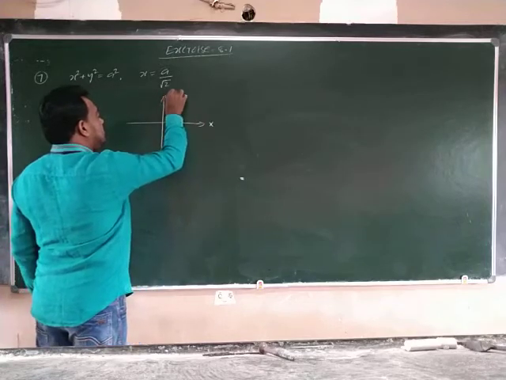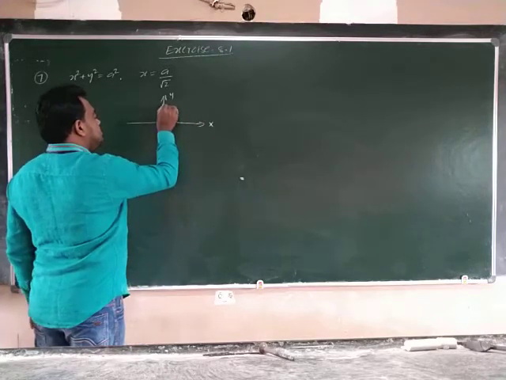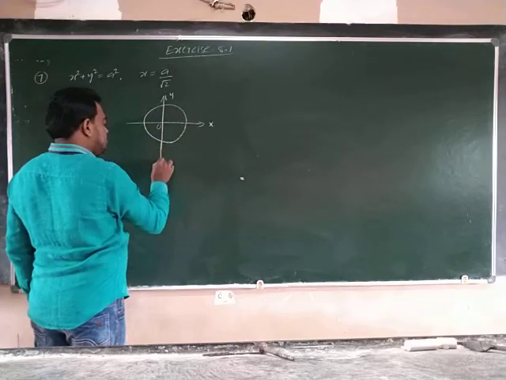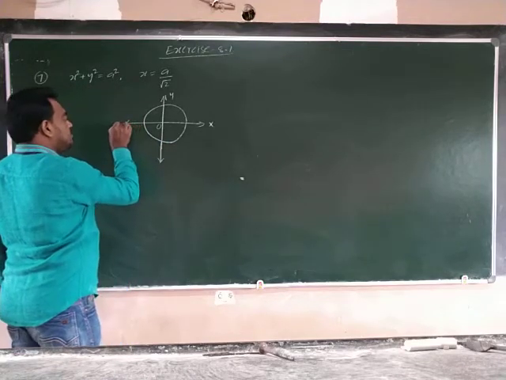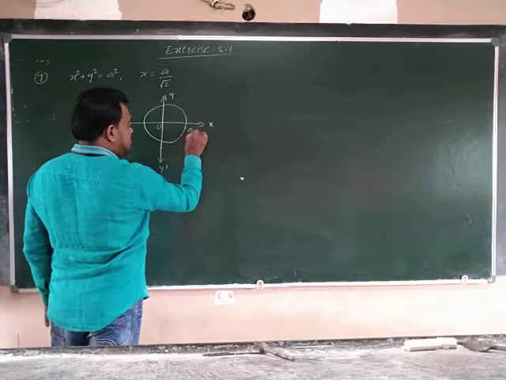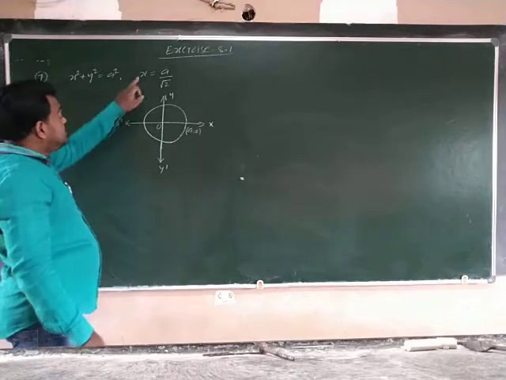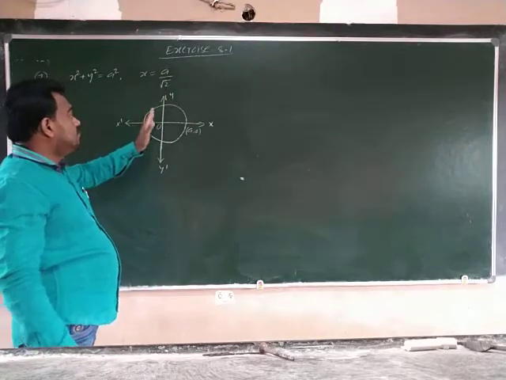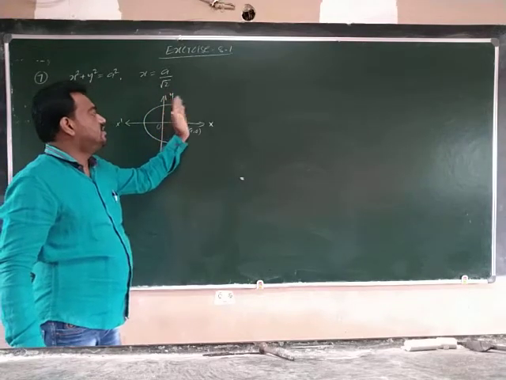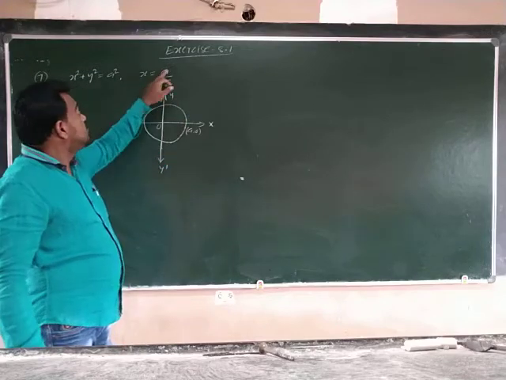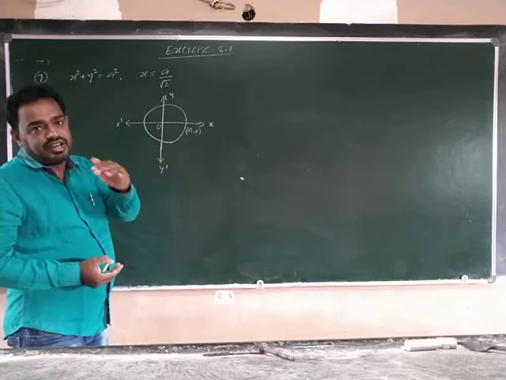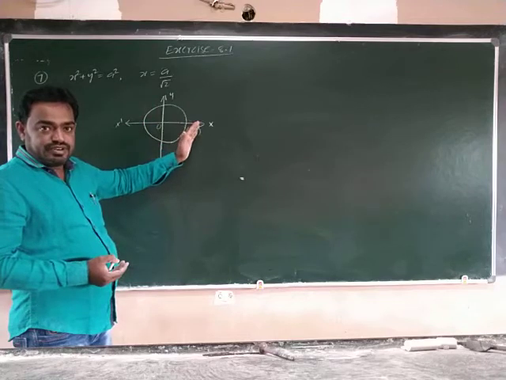X axis, y axis, origin. This is the circle with radius a. So that means it is intersecting the x-axis at a comma 0. X is equal to a by root 2, that is this line. Is it intersecting the circle, or is it outside of the circle? Here x is equal to a by root 2. A by root 2 is less than a, because we are dividing a by some value, so we are getting less than a.